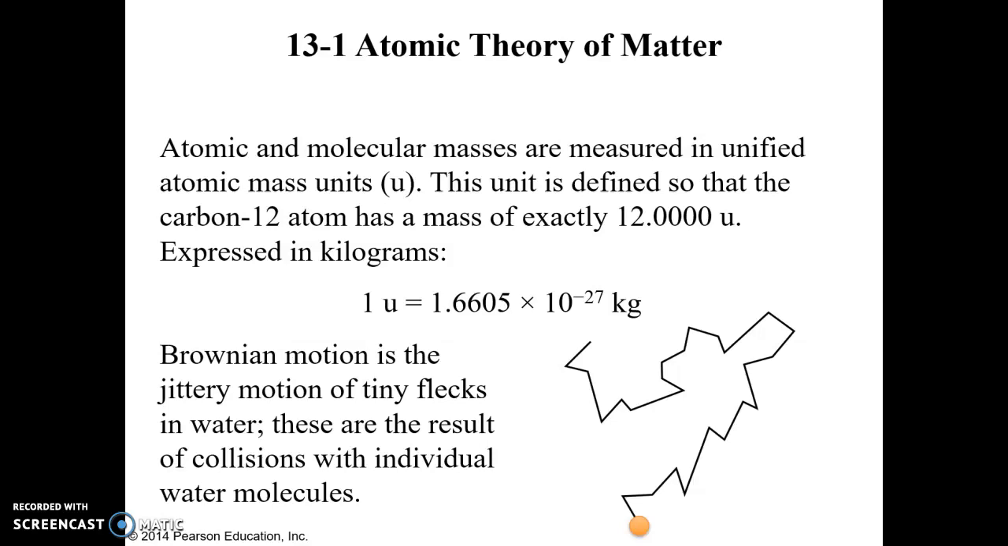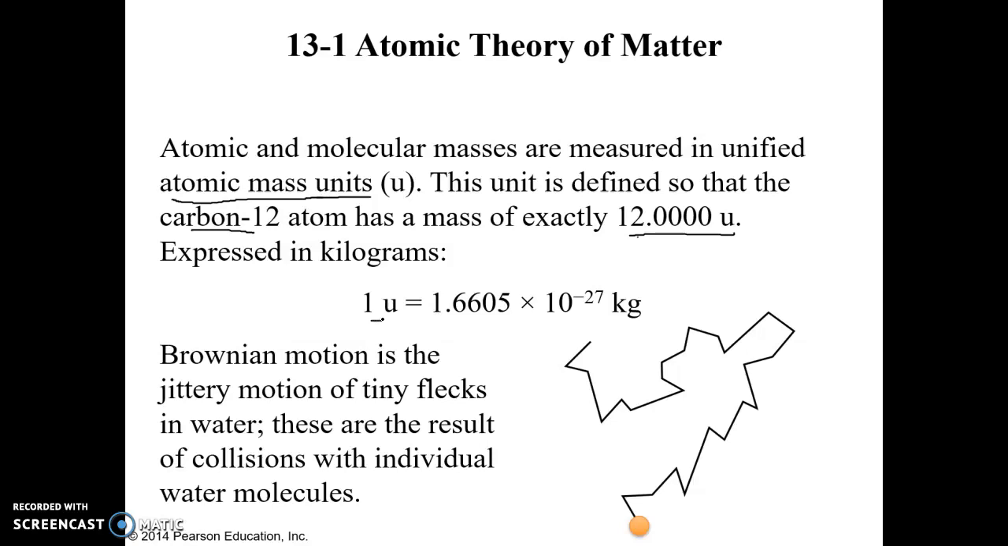The first is the idea of atomic mass. Atoms are incredibly small things, and so using something like a gram or kilogram to measure their mass, we would have to use very, very small numbers. So we've come up with this atomic mass unit that we abbreviate with a U, and it is based on the atomic weight of a carbon-12 atom. It has a mass of exactly 12 atomic units. So one carbon atom has a mass of 12 atomic units.